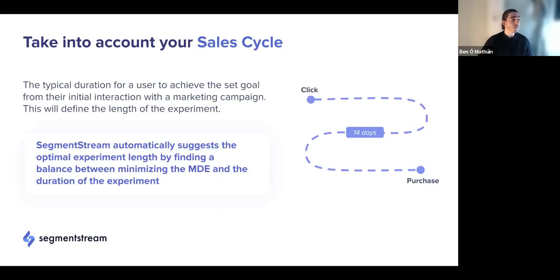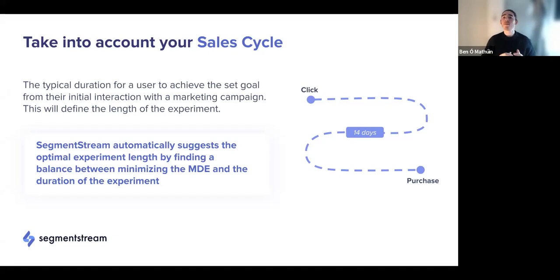It's important to take your sales cycle into consideration. So the typical duration for this is, of course, the typical duration for a user to achieve that set goal or objective on your particular website. So what SegmentStream is going to do is automatically suggest the experiment length based on the data that we're observing. So for example, if you have a reasonably quick path to purchase, and from that consideration to conversion path is only 7 to 14 days, that may be an optimal enough period for us to run that experiment for you.